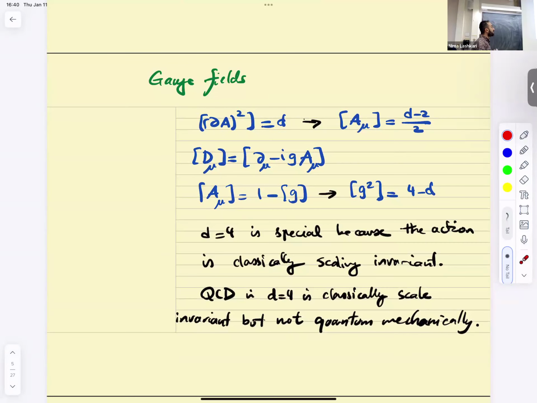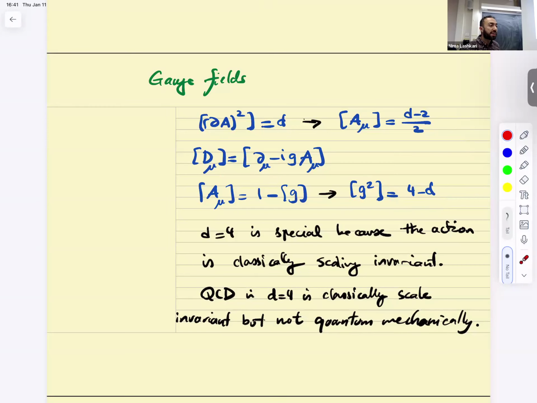All right. Another very, very important example is gauge field theory. Abelian or non-abelian doesn't change the story. The Lagrangian was F squared, which is basically (del A) squared, right? So the dimension of this should be d, which means that the dimension of A_mu is (d minus 2)/2. Now you had this covariant derivative. Every time you write this down, the dimensionality of the two terms better match. That will tell you what the dimensionality of g is, right? So the dimensionality of g squared is 4 minus d.